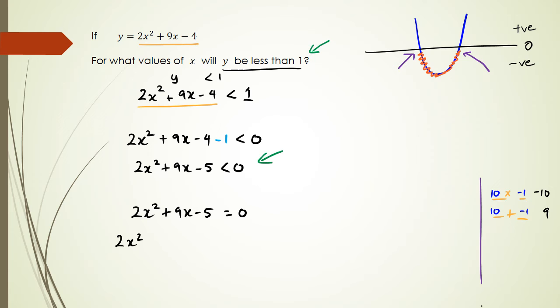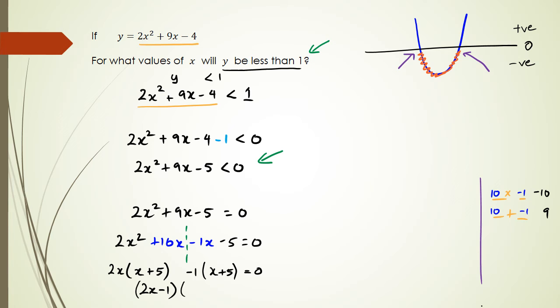So that means I'm going to write 2x squared, and instead of writing this as 9x, I'm going to write this as plus 10x minus 1x minus 5, and that's equal to 0. Then I'm going to split this up into two halves. In the first part, on the left-hand side, I've got 2x squared and 10x. So I know that 2x is a common factor, so that could be written as 2x times x plus 5. As for the second part, I can see minus 1 is a common factor, and I can write this as minus 1 times x plus 5, equals 0. So this can now be factorized further as 2x minus 1 and x plus 5 equals 0.